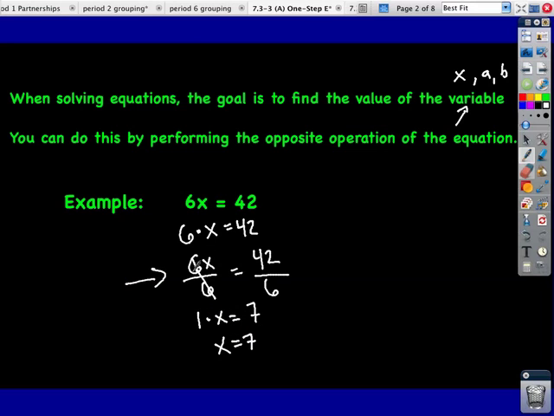I want to focus on this spot right here because this is where some kids get tripped up. Why is 6x over 6 just equal to x? Well, think about it like this. 6x over 6 is the same thing as 6 over 6 times x. And this is 1. And 1 times any number is that number. So that's how come when we did the opposite, we got rid of the number by the letter x. All right, let's do one more example.